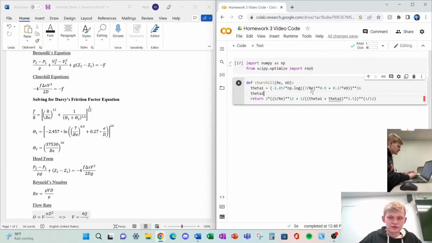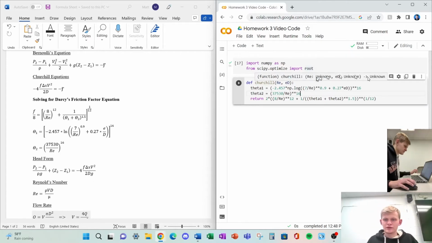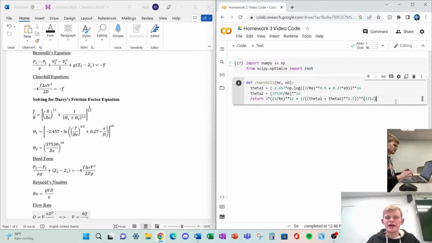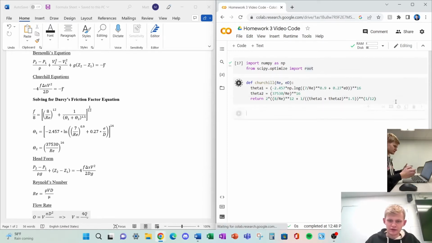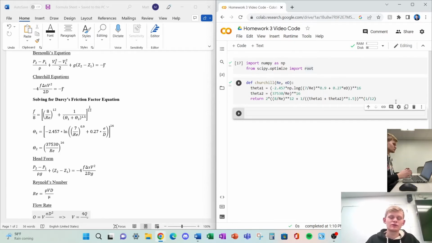Then our next value, theta 2, is going to be our equation from over here. So we're going to say that it's going to be 37530 divided by our Reynolds number, and that's going to be to the 16th. So this is going to be our friction factor equation. So technically, this is our friction factor with a given Reynolds number and a surface roughness. So we're just going to make sure our equation is working.